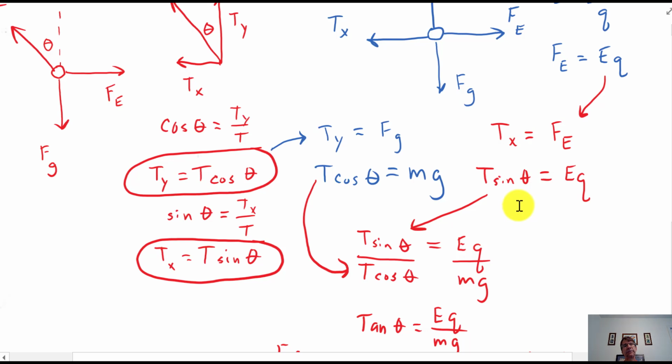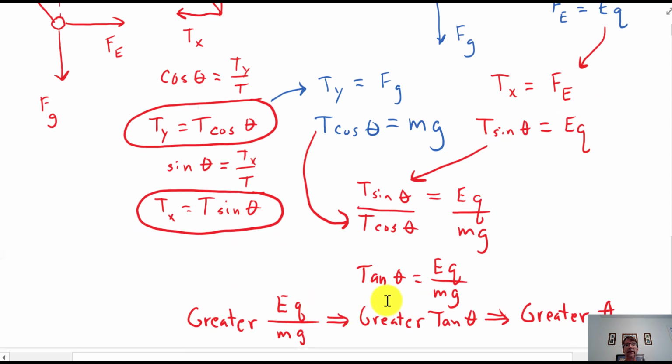It's something we typically probably wouldn't think to do. But you'll see it helps us solve this problem greatly. So that ends up with T sine theta equals EQ divided by T cosine theta times mg. The T's cancel out. Then something you may or may not remember from trig. Sine over cosine is tangent of an angle, if it's the same angle, which it is in both cases here.